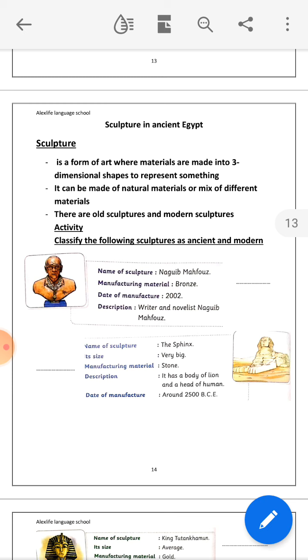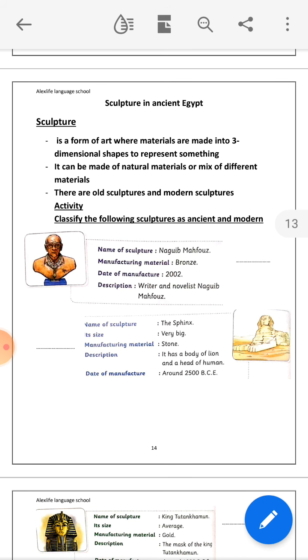Hello, Junior 3. Today we will talk about sculpture in ancient Egypt. The first is what is meant by sculpture. Sculpture is a form of art where materials are made into three-dimensional shapes. So what is meant by three-dimensional shapes?